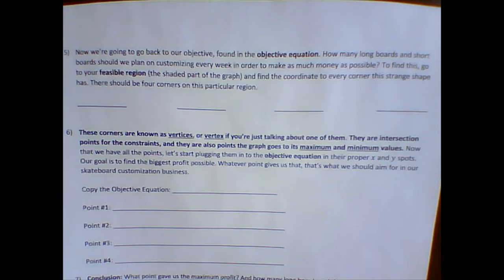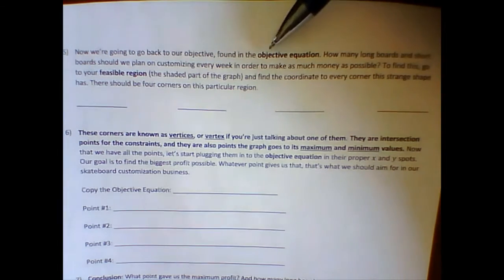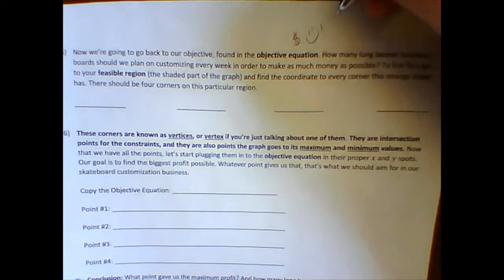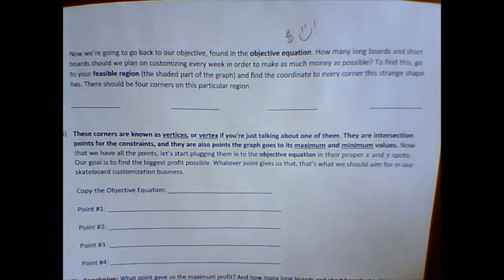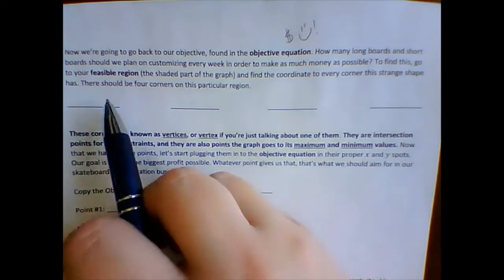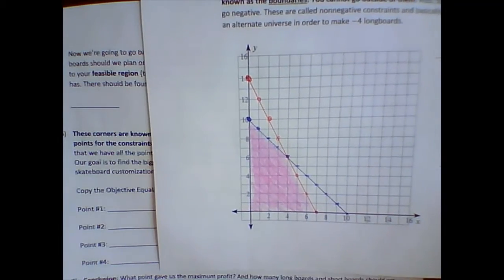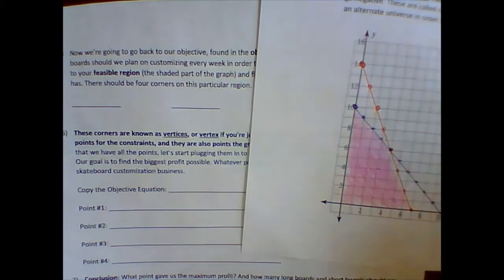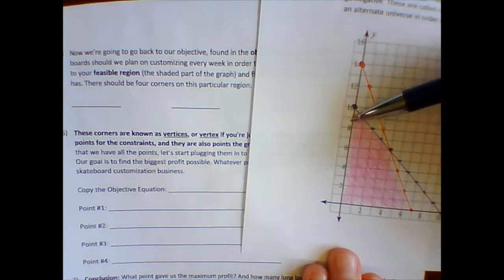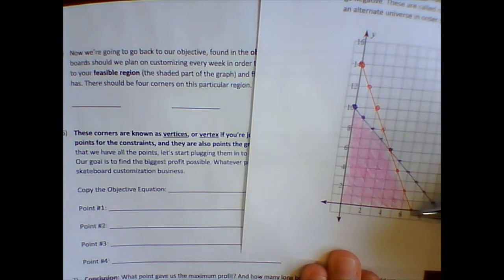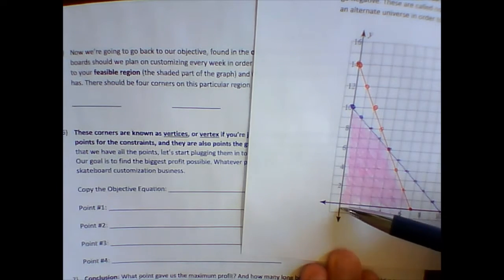All right. We're now going to finish this up and find out how we make the most money out of our skateboards. So we're going to need, again, the objective equation. That's where we make profit. And we're also going to need to look at our feasible region. That's the shaded part of the graph. Now what we're looking for is the corners. They're also known as the vertices, where the lines come together and the boundaries change direction. Okay, so we're looking for the corners of the boundaries. And at each corner, there's a chance that you can maximize your profit.